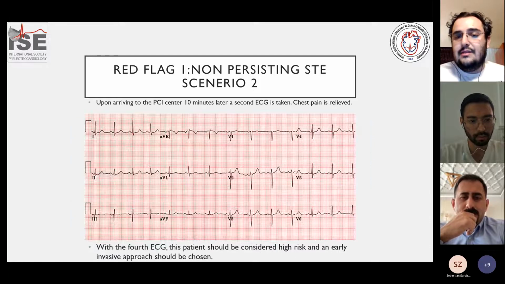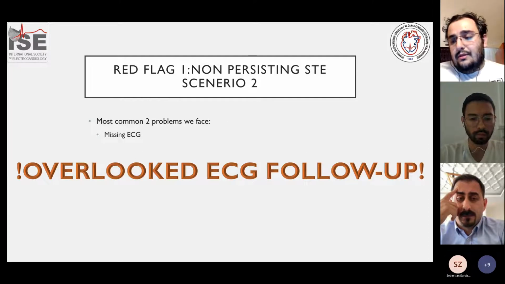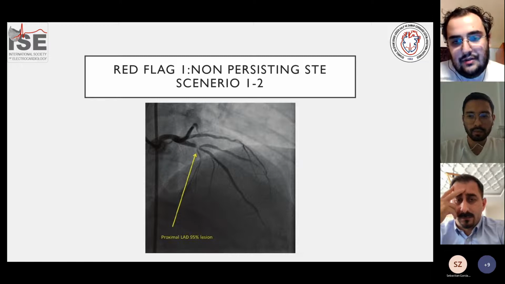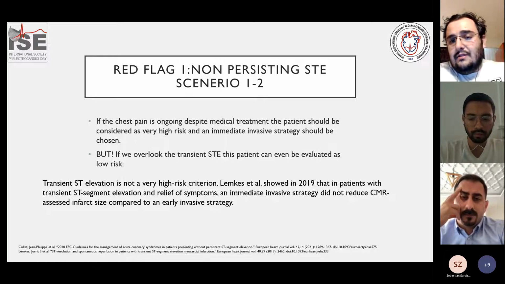Again, when he came to us, chest pain is relieved and ST segment elevation is gone. This patient is also a high-risk patient. Again, same echo, same troponin levels. The most frequent mishap we face is that sometimes our colleagues overlook the ECG follow-up. And as you can see, there is a very, very tight proximal LAD lesion. If the chest pain is ongoing despite medical treatment, the patient should be considered as very high risk and immediate invasive strategy should be chosen.